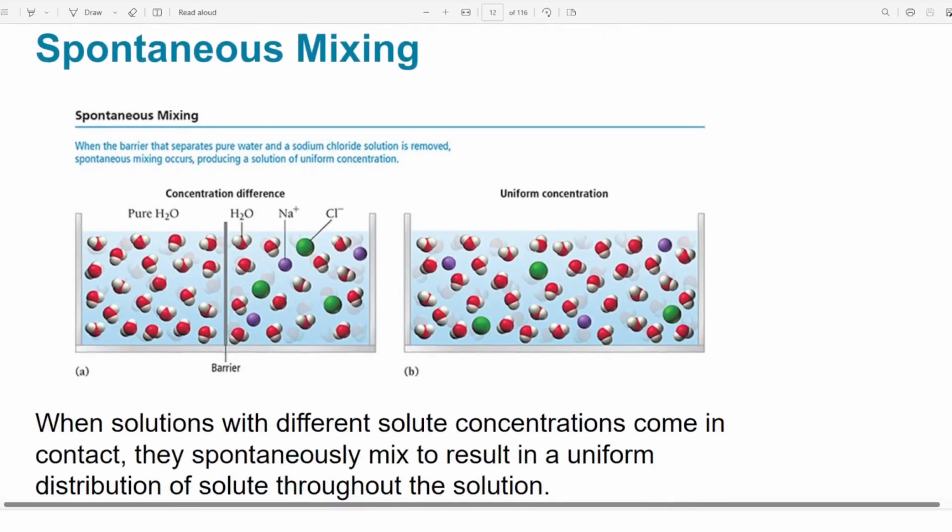Here's an example of spontaneous mixing. We can have a tank that has pure water on one side and a sodium chloride solution on the other, for example, something like seawater, and these two solutions are separated by a barrier. If the barrier is removed, the solutions will mix because nature tends toward spontaneous mixing.